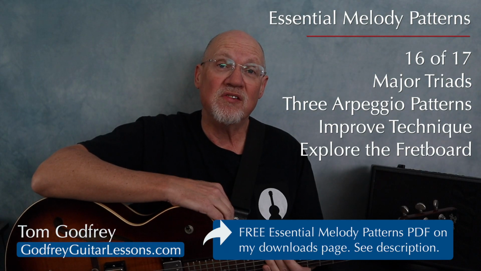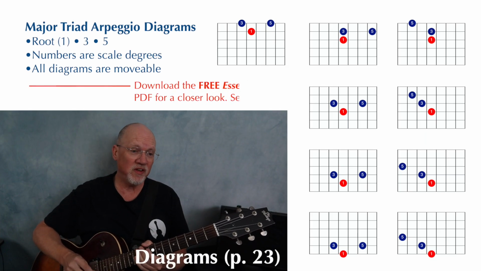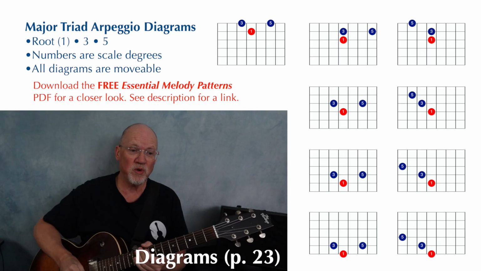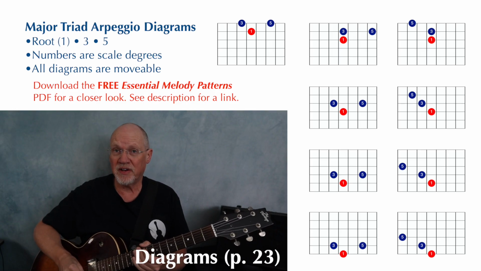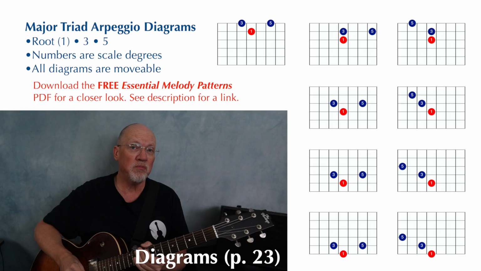This lesson focuses on major triad arpeggios. The patterns in this lesson use these major triad shapes here on page 23. The numbers in the diagrams are scale degrees, and these are all movable. You can play these anywhere on the fretboard you like.